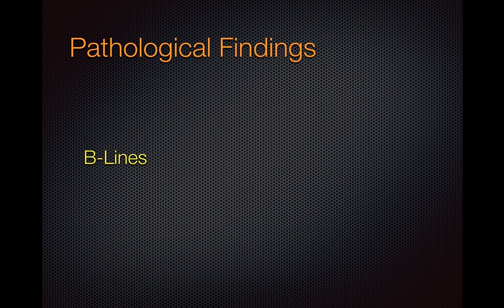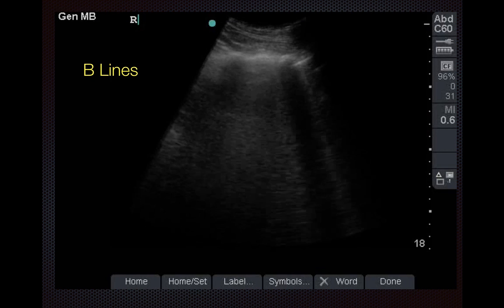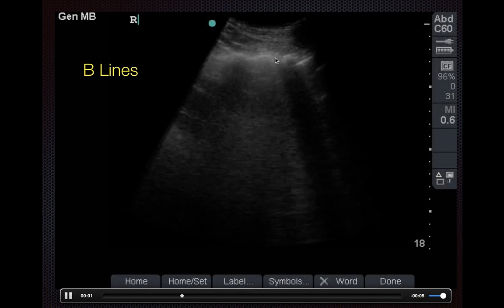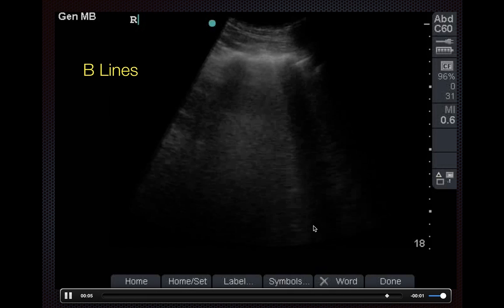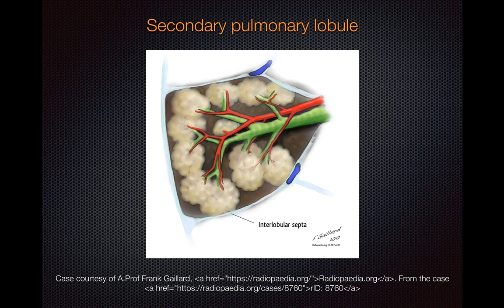So in terms of B lines, this is what they might look like. And what you're observing is these long linear echogenic or white lines that extend all the way down to the bottom of the screen. We'll talk a little bit more about that shortly.